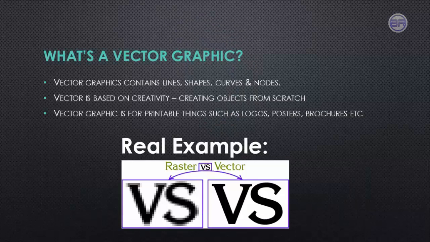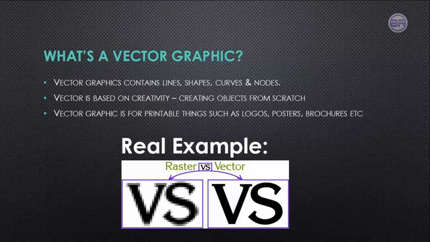So what's a vector graphic? A vector graphic basically contains lines, shapes, curves and nodes. Vector is based on creativity, creating objects from scratch. Vector graphics are for printable things such as logos, posters, brochures, etc. Basically, there are two kinds of graphics. One is called vector graphic and one is called raster graphic.